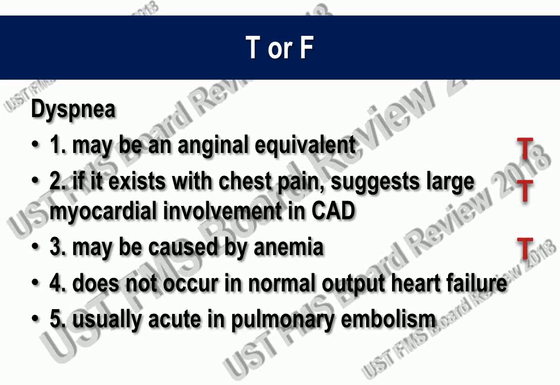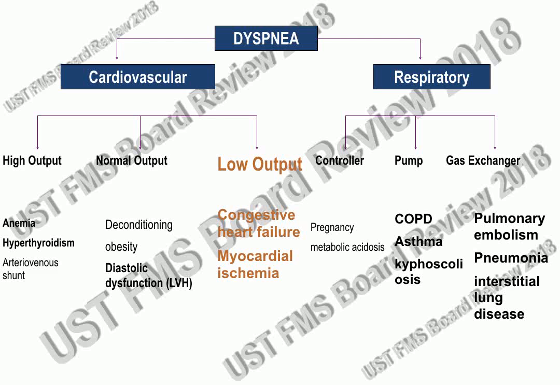Does not occur in normal output heart failure. That is false. Okay? So one of the important mechanisms of heart failure is a normal output type of heart failure, which I will discuss later on, and that leads to dyspnea. Dyspnea usually acute in pulmonary embolism, and that is in fact true. That is the character of dyspnea in pulmonary embolism.